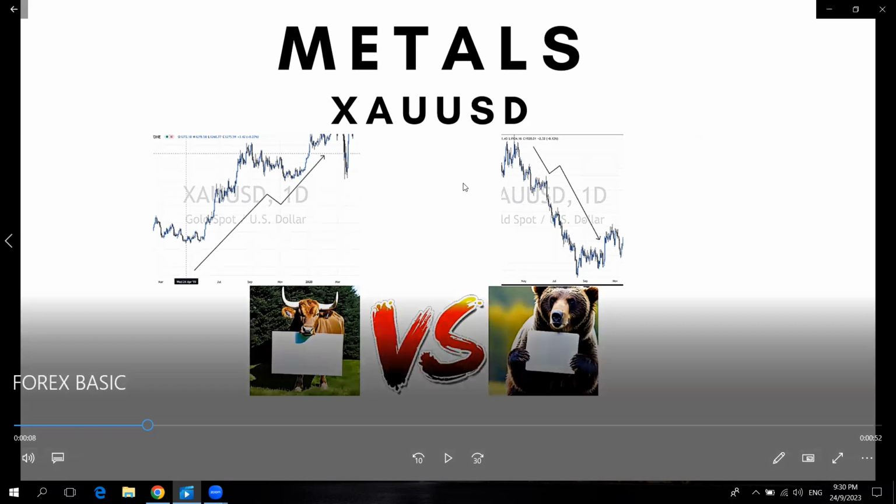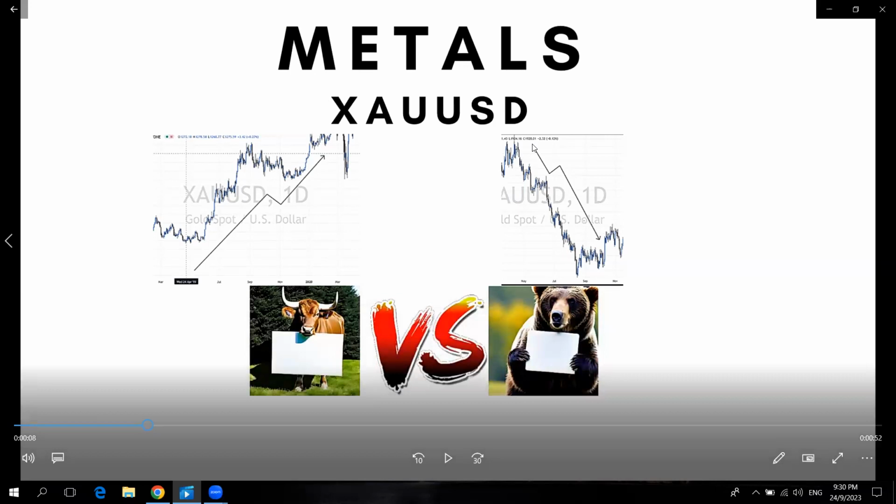Versus a bear market. For this one, as you can see here, the chart keeps going down and down and down, and you can see that there is a bear here. Black or brown bear, I don't know with the contrast, but you can see there's a teddy bear here. When it's a bear market, that means the chart is going down.